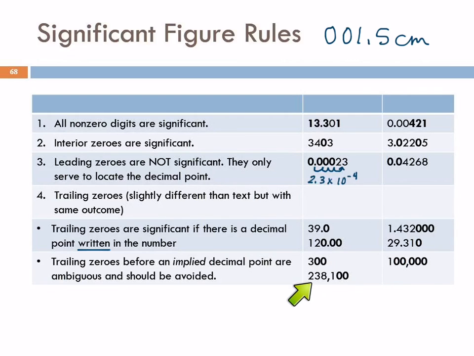Here's another example, 238,100. We're not sure if these are actually reflecting measurement or not. So we'll assume that they aren't. And we would say that this number has 1, 2, 3, 4 significant figures. 100,000, as written, how many significant figures? Just the one. Any questions?